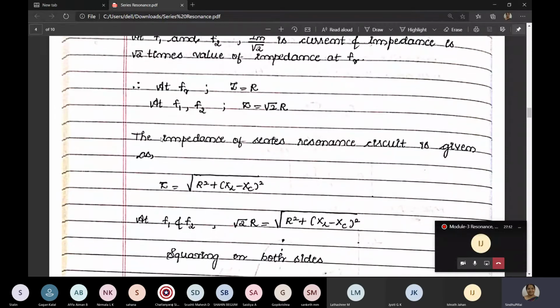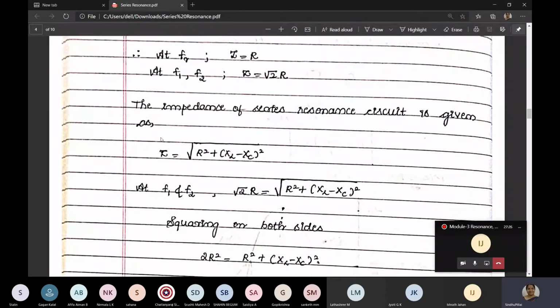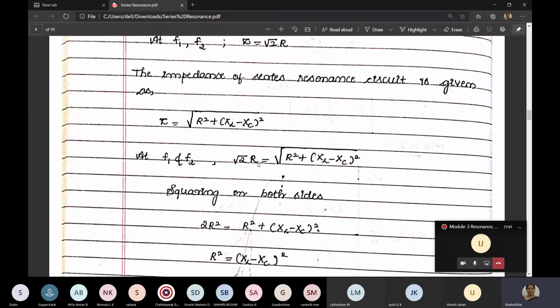Next what will we do? Why are we doing this? To find the expressions for F1 and F2. What are F1 and F2? F1 and F2 are band frequencies or cutoff frequencies. The impedance of a series resonant circuit is given by root of R square plus XL minus XC whole square. At F1 and F2, Z is root 2 times R, that is root 2 into R, which is equal to root of R square plus XL minus XC whole square.